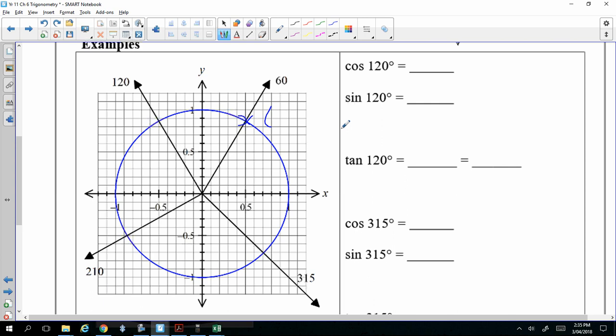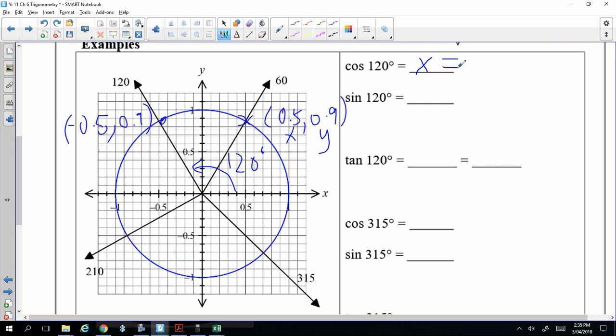And how about the next one? That's 120 degrees. So what's this coordinate? Well, it's going to be negative 0.5, comma 0.9. So if you do cos 120, what would it be? It's going to equal X, isn't it? What's the X value? Negative 0.5. And sine 120 is the Y value. What's the Y value? 0.9.